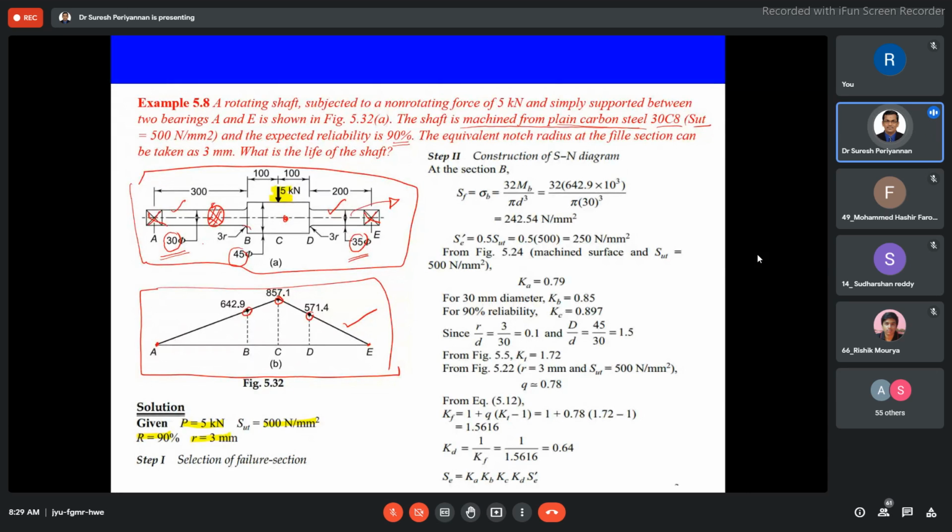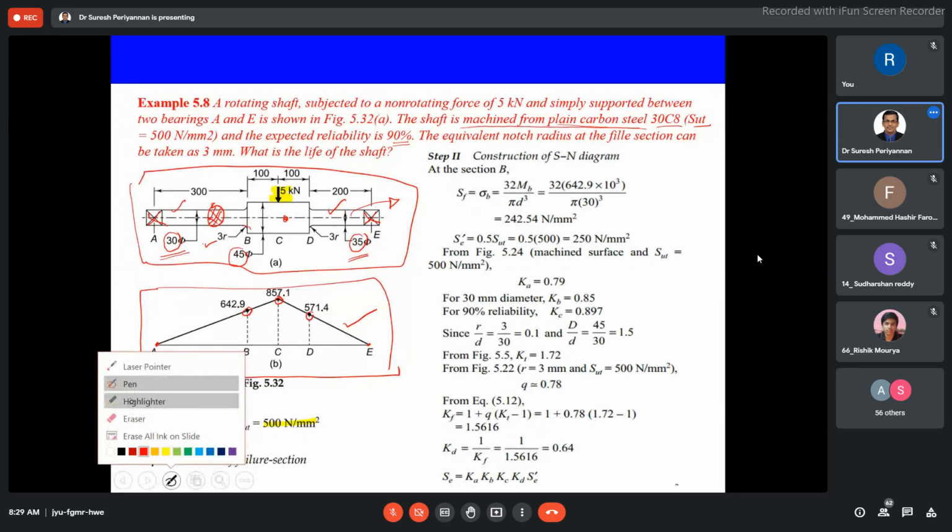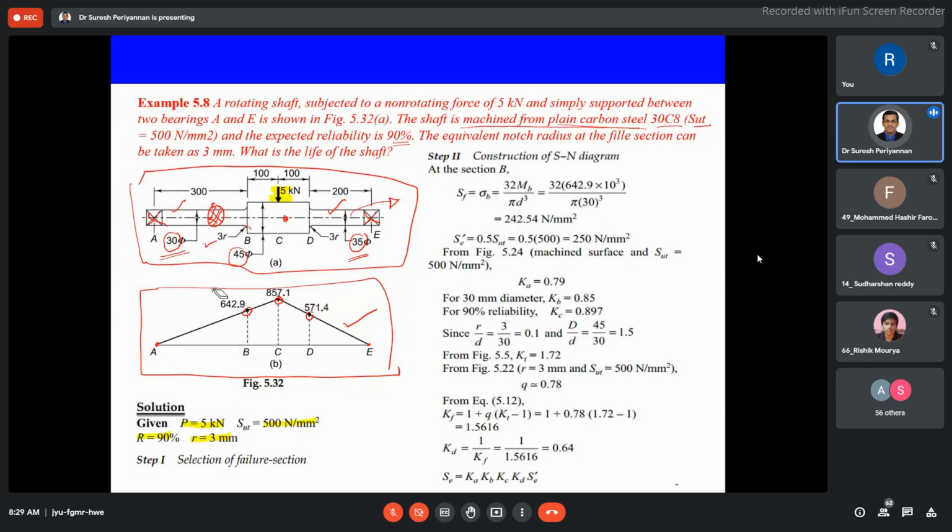Then straight away you can write it even from general observation. Suppose if you want to go for analysis, bending moment diagram and shear force diagram, that way also we can claim that this is the region going to be subjected to maximum bending moment. Hence, I would like to consider this region, whatever I told earlier as general observation.